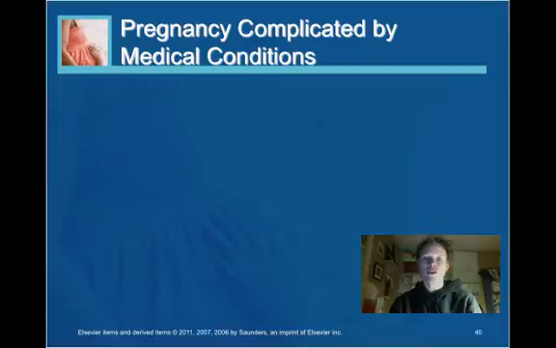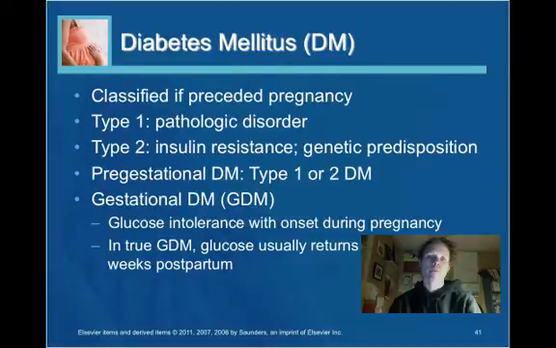So this is the continuation of Chapter 5, Pregnancy Complicated by Medical Conditions. The first condition we're going to talk about is diabetes mellitus. There are several different types of diabetes. So the first distinction we're going to make is if the patient had diabetes prior to pregnancy.